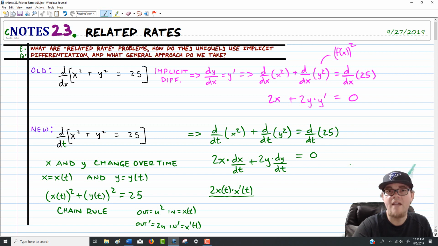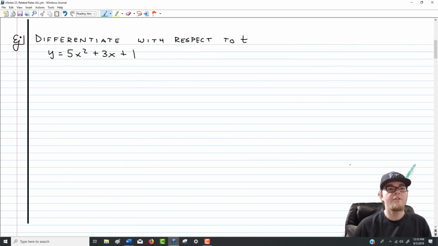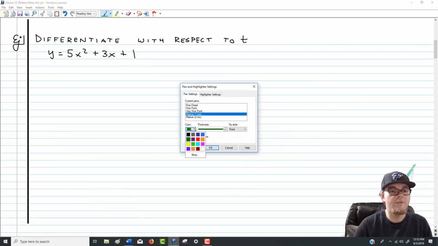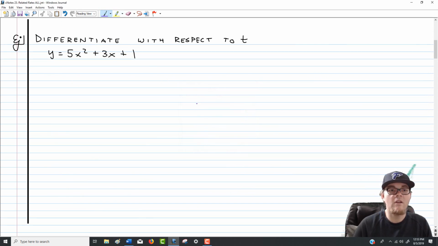They'll let you really focus on what's happening mechanically. So our first question here is going to ask us to differentiate with respect to t. So it's very explicit about what our task is. We want to take the derivative with respect to t, which for our purpose means that we want to do d dt of the equation.